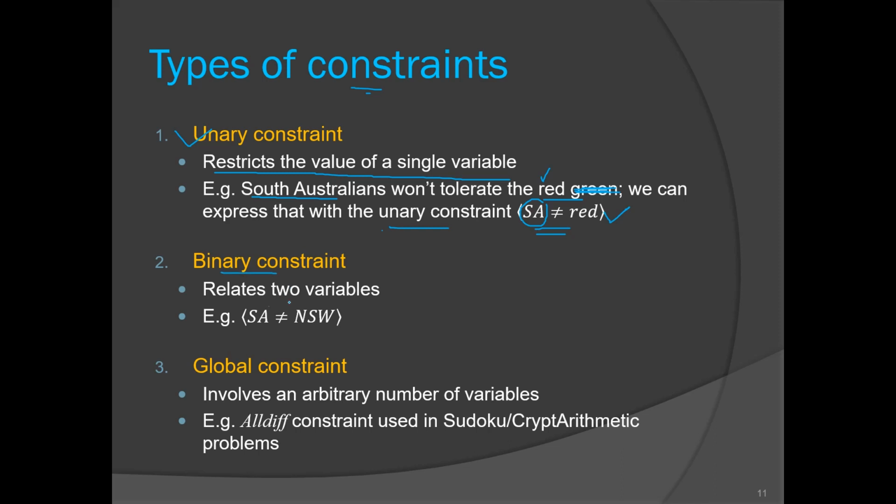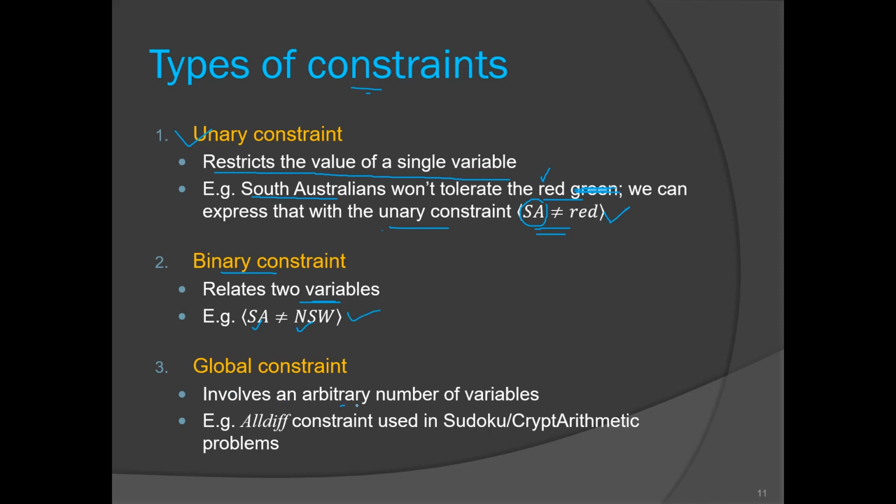In a binary constraint, we have two variables involved. For example, in our original map coloring problem statement, no two neighboring states should have the same color, right? So we can have the relation SA not equal to NSW, which I think is the New South Wales state. Now here two variables are involved, so this type of constraint is known as a binary constraint.